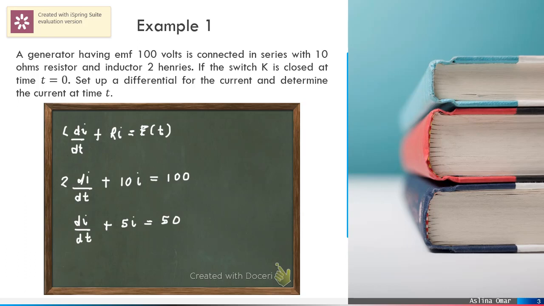Okay, seterusnya, you cari dia punya integrating factor. So, integrating factor I t equals to e to power of integrate p t dt. Sebab sini variable t. So, you kena ubah semua jadi t. So, pt awak yang mana? Mana pt? 5. So, you akan dapat e to power of 5t.